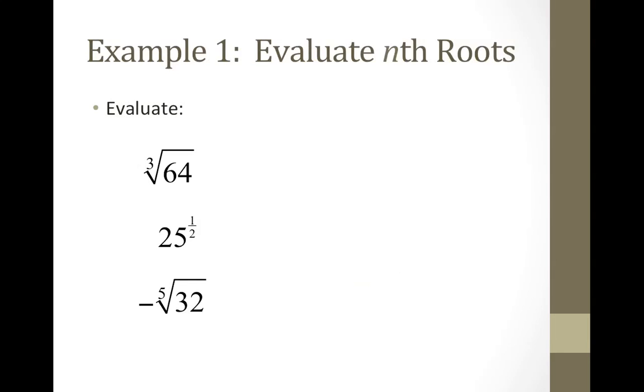So here's our first example in actually being able to evaluate nth roots. And notice we are being asked to evaluate. So even if we're talking about an even root, we're only looking for one answer.